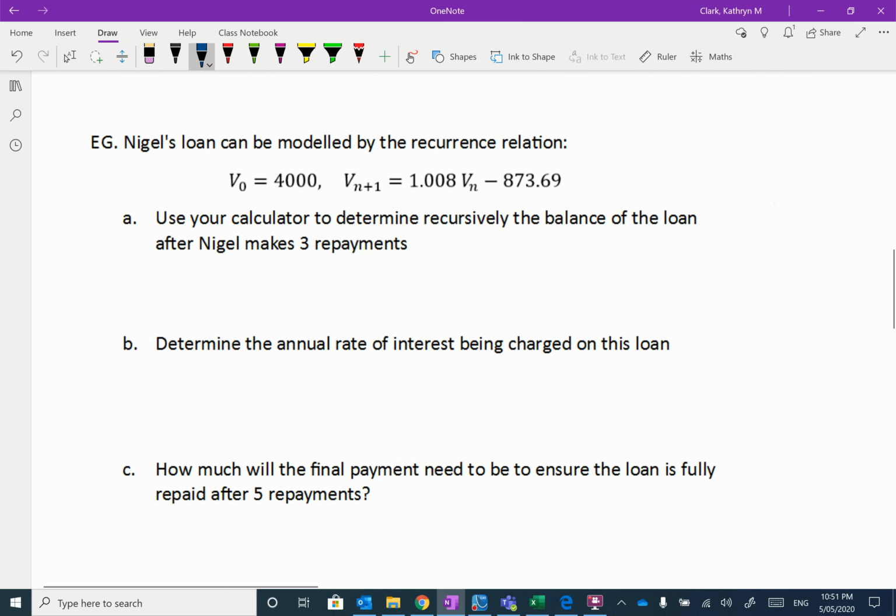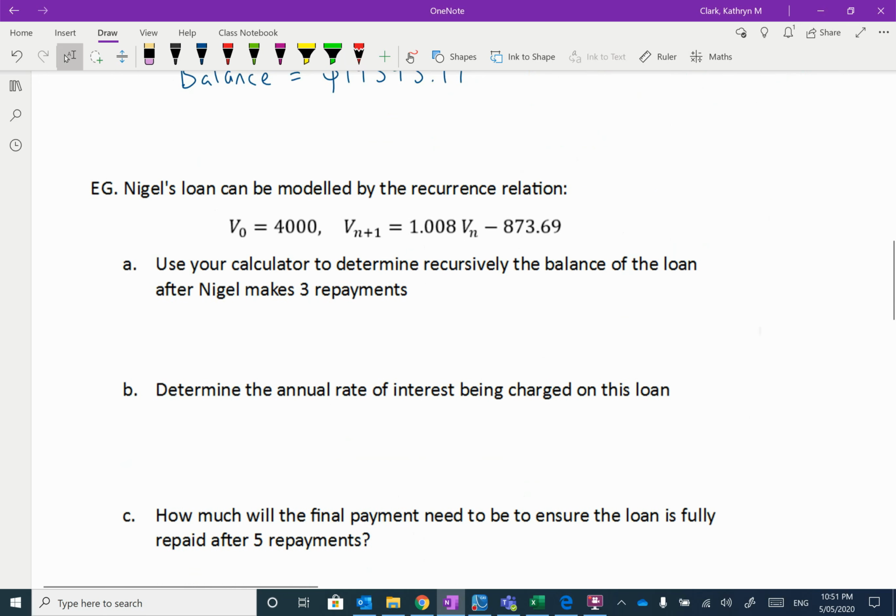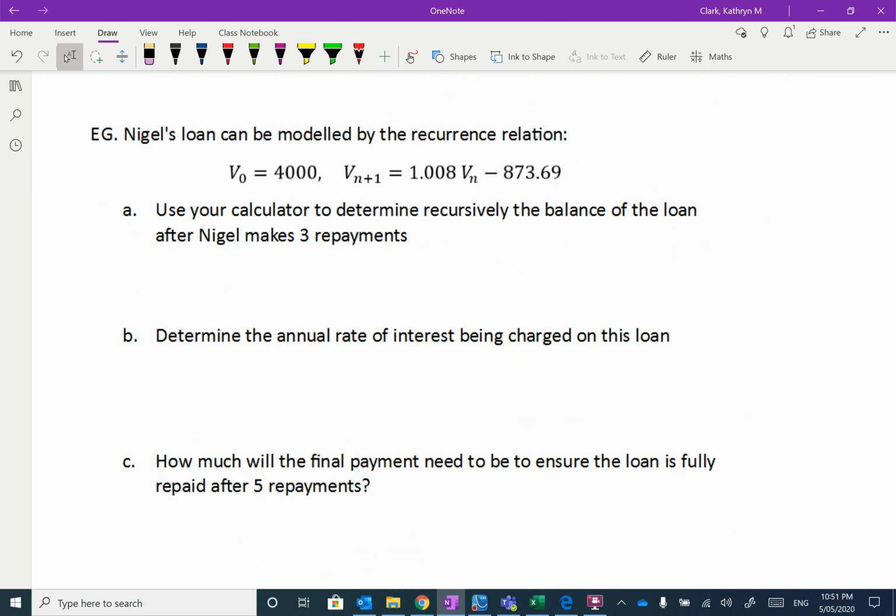Okay. So this example is setting up your recurrence relation and then using it to answer questions. Our next example is where we are given the recurrence relation, and then we have to work backwards to work out some other stuff. All right, so we're going to use our calculator to determine recursively. That's telling us we have to use the recurrence relation. We're not allowed to use a rule or anything else at this stage. We have to use a calculator.